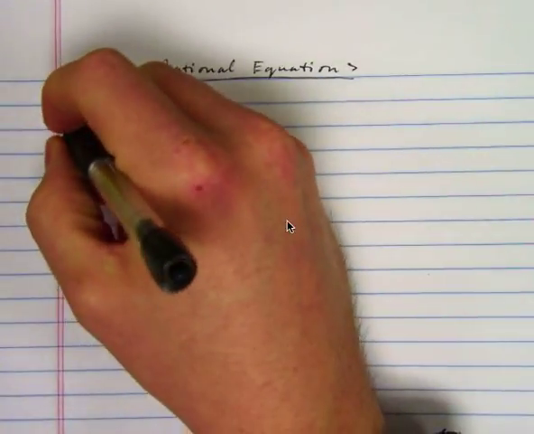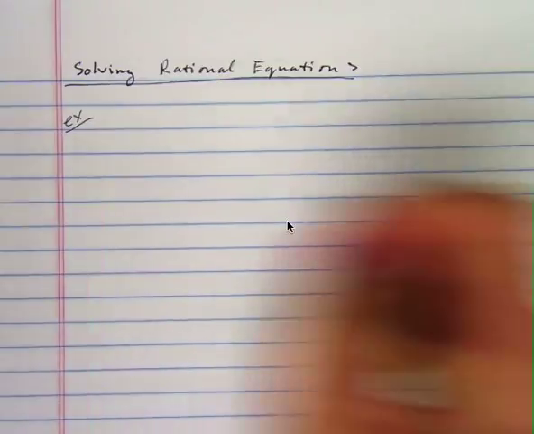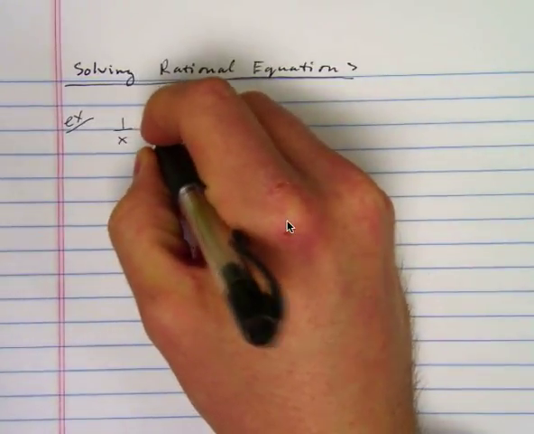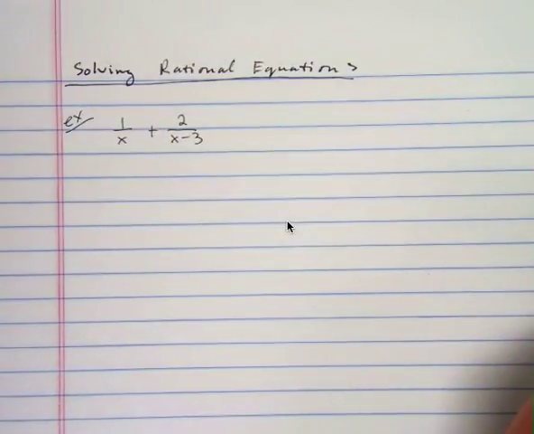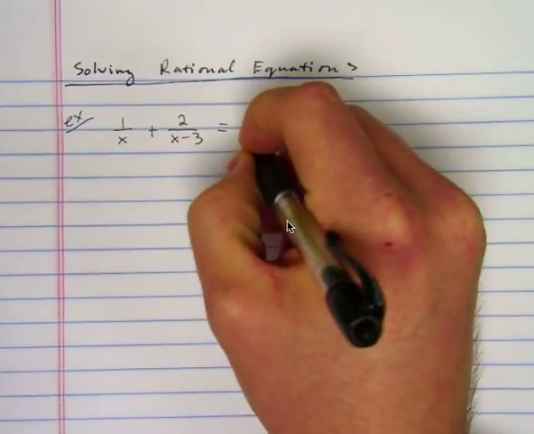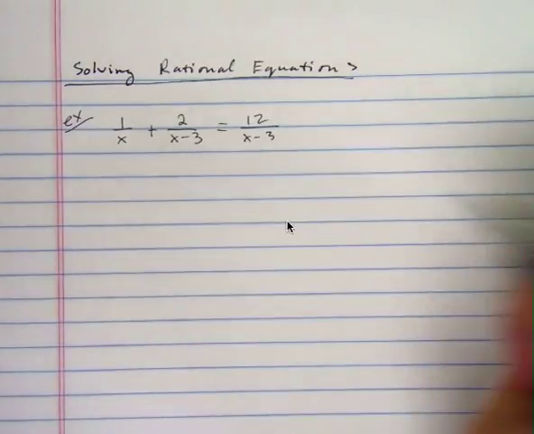Alright, non-sprats, we're going to be solving rational equations. And so we're going to have some rational equations that are added together, but we're also going to be setting them equal to other rational expressions. So our job is to figure out what x would make this equal.